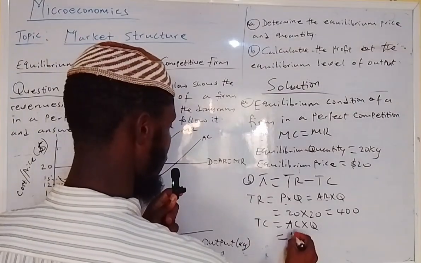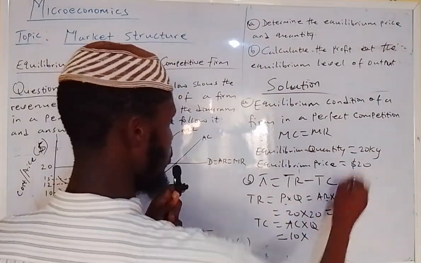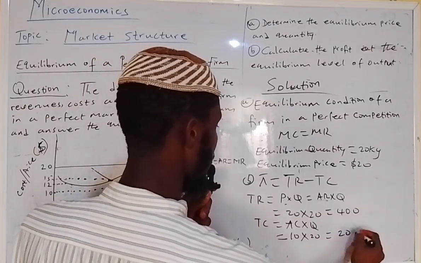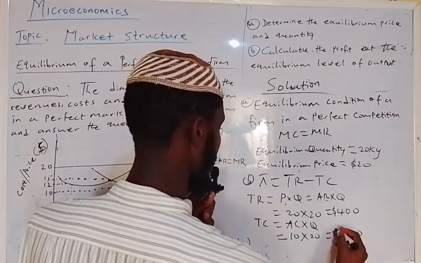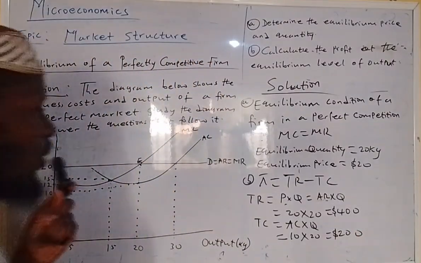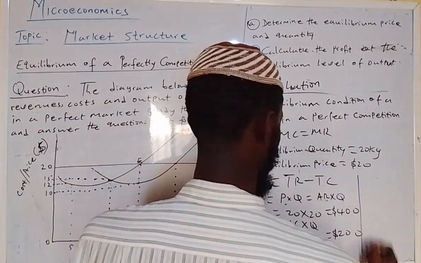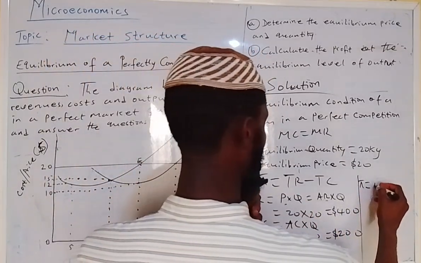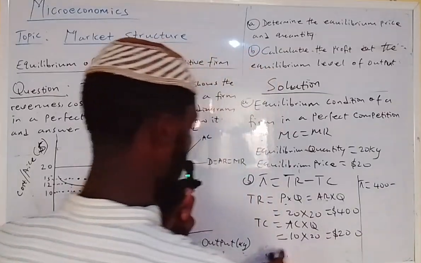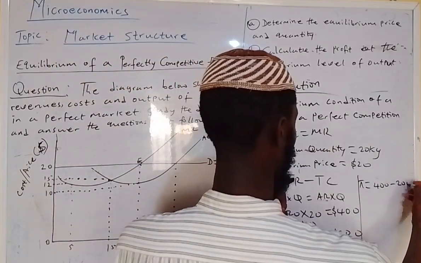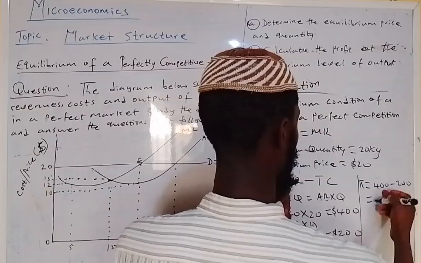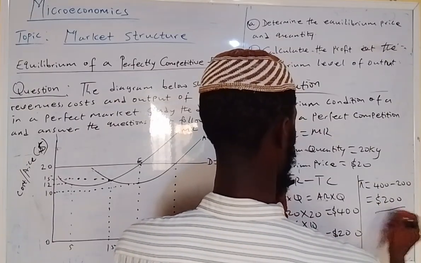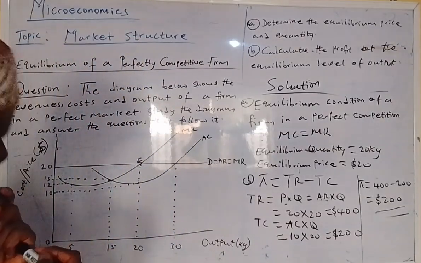So in other words, I have 10 multiplied by the equivalent output, which is 20. Then this is equal to $200. You can see. Now, in other words, the profit is equal to total revenue, which is 400, minus total cost, which is $200. Then $400 minus $200, so I have $200 as the profit. Here is the final answer.